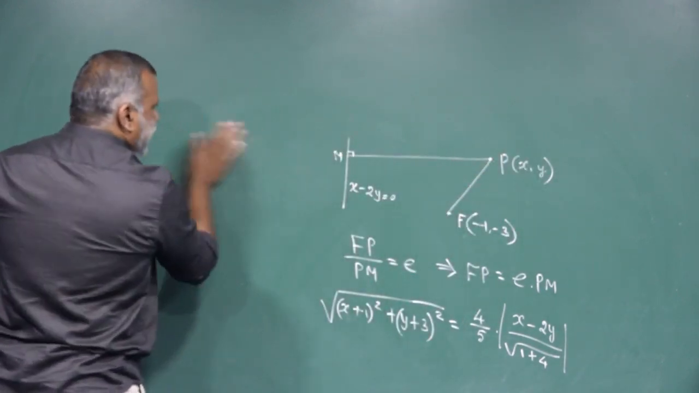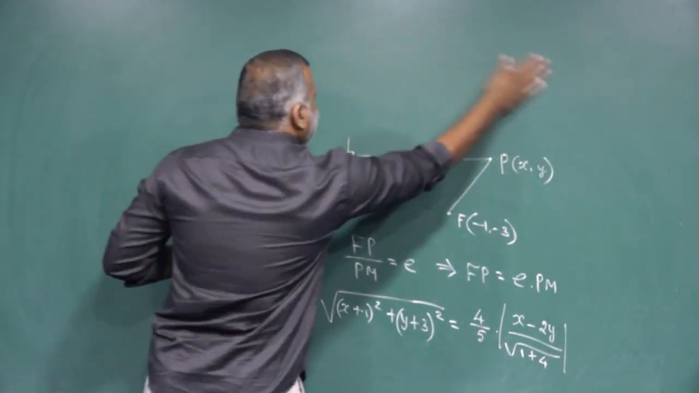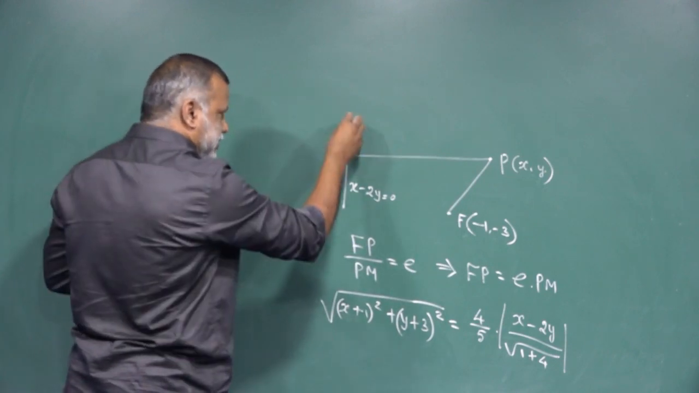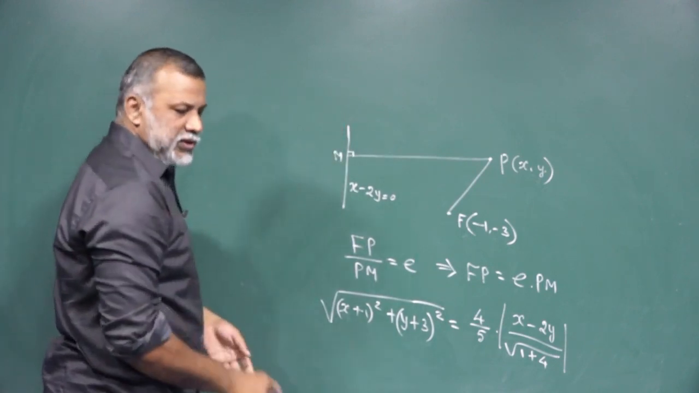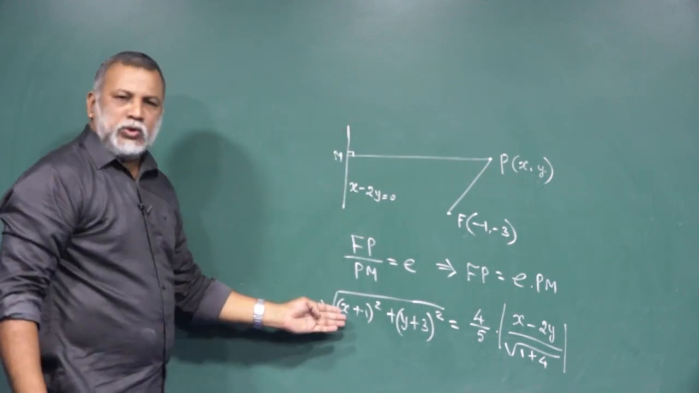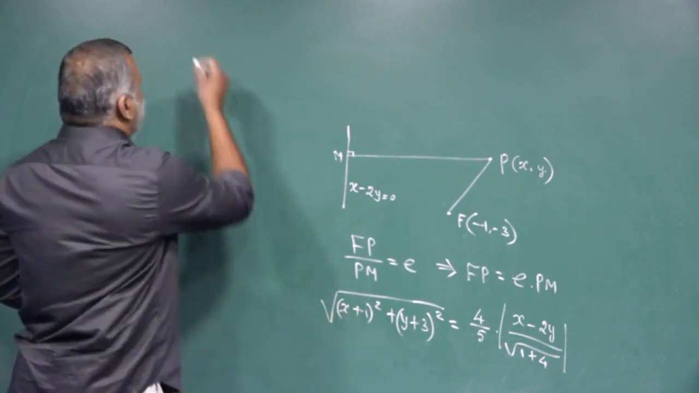So use this logic, FP by PM equal to E. That's all, only one logic. So far we discussed it. That is the basic definition of a conic. Now see, we want to remove this root family, therefore squaring both sides.